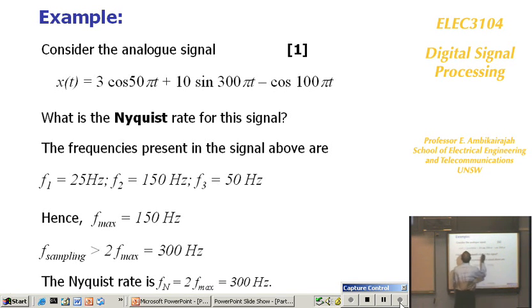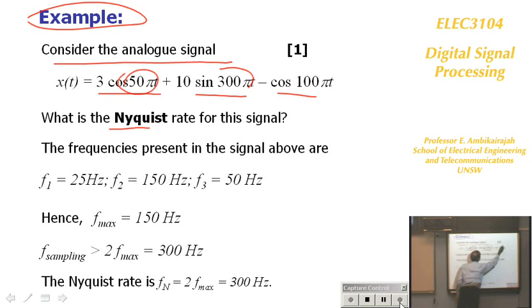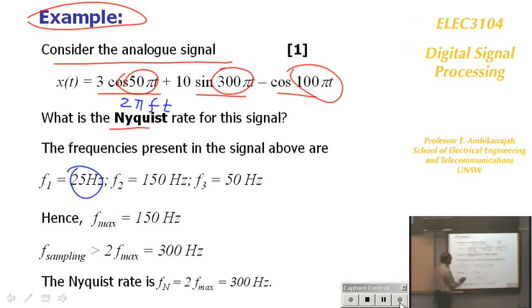Let's now look at some examples. Consider an analog signal with three frequencies. What is the Nyquist rate of the signal? First, you have to find out what frequencies are available here. You take this one and divide by 2 pi, since it is 2 pi f t, is that right? So this is 50 pi, so 25 hertz is available. Here again, 150 hertz is available. Here, 50 hertz is available.